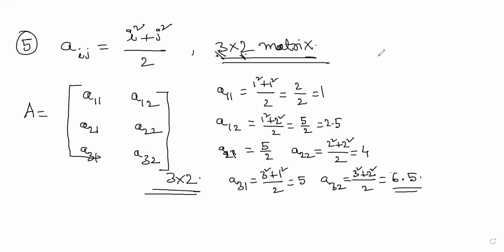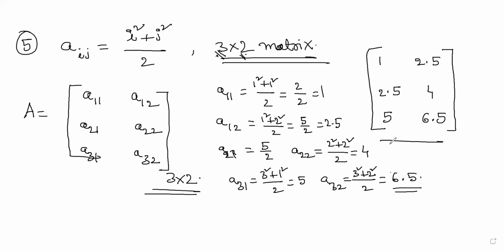So carefully write the matrix. A11 is 1, A12 is 2.5. Next A21 is again 2.5. A22 is 4, and now A31 is 5. A32 is 6.5. This is the required matrix. Does anyone have any confusion? First one is rows.